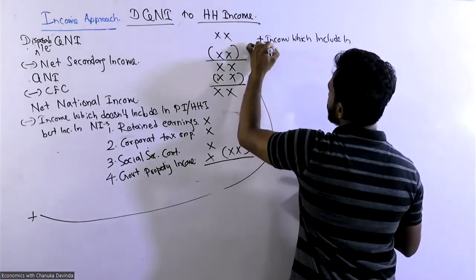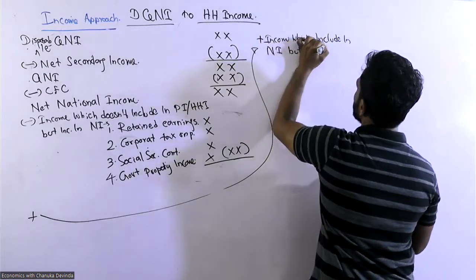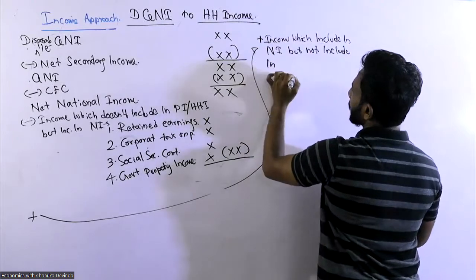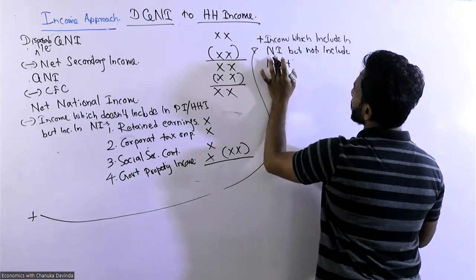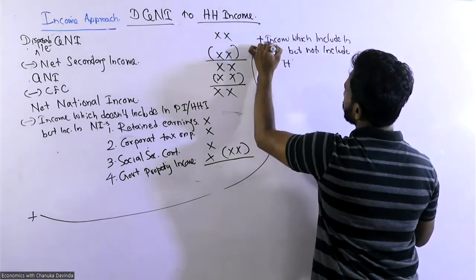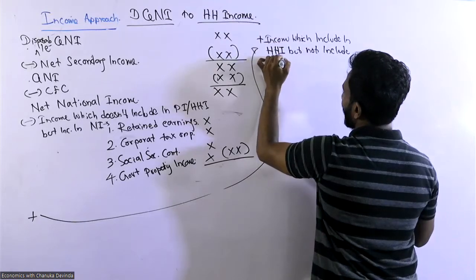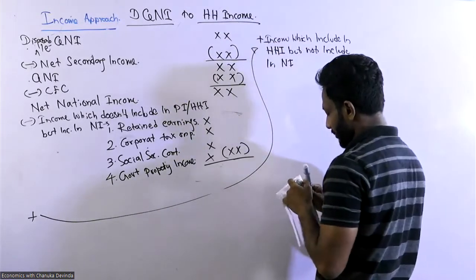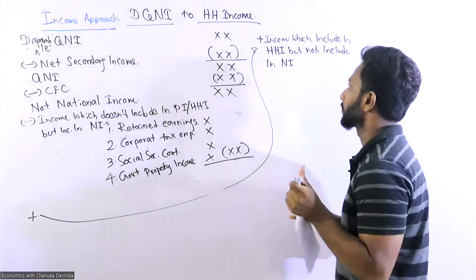income which include in national income but not include in household income, and income which include in household income but not include in national income. So is there any elements like that? Yes, there is. What are those?